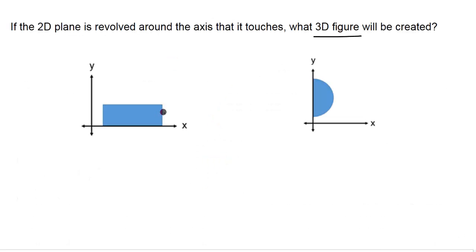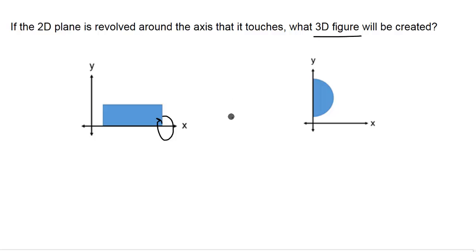In this question, we want to figure out what three-dimensional figure is created when we take these blue two-dimensional planes and rotate them around their given axes. So in this first one here, we're going to take this blue rectangle and rotate it around the x-axis, and we want to figure out what was created.